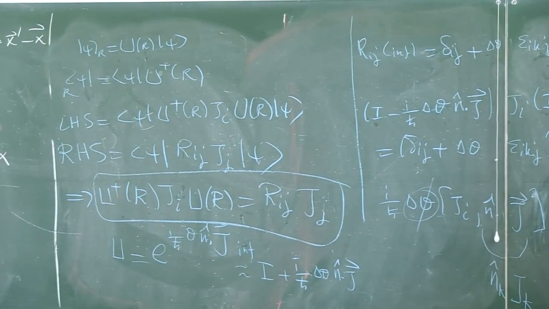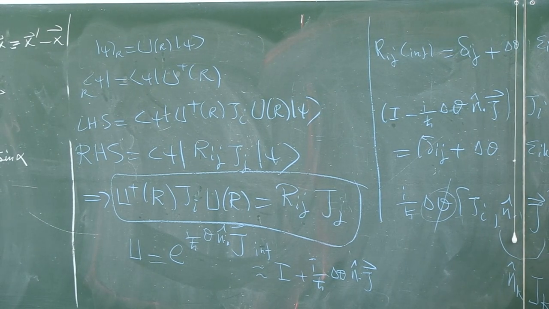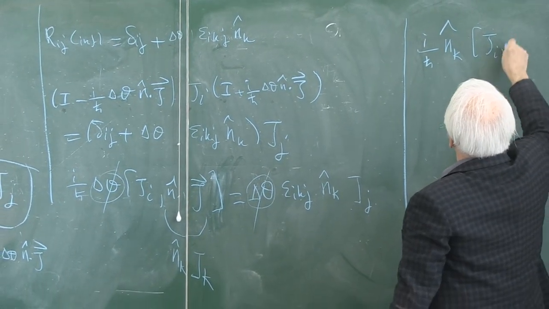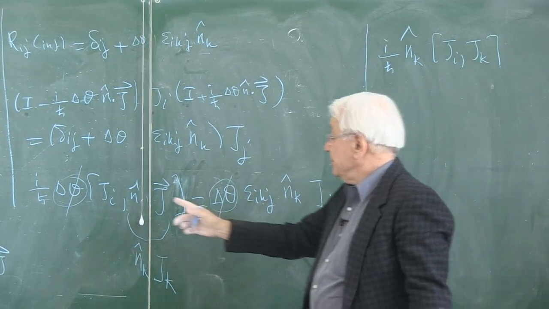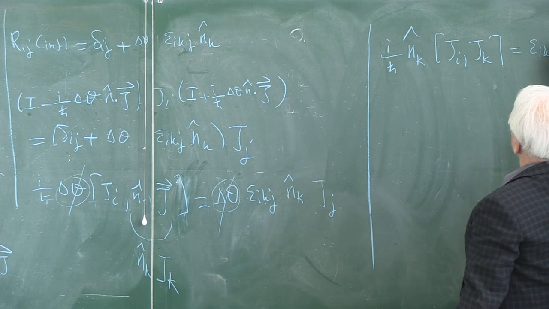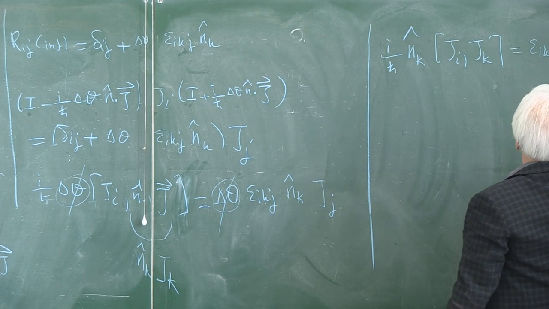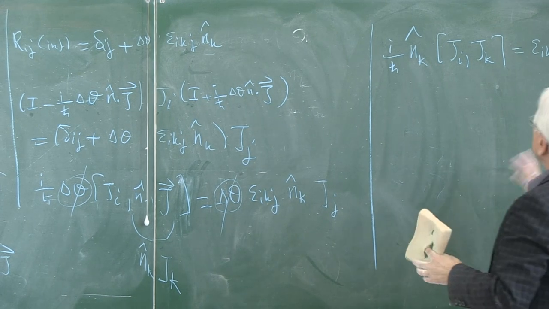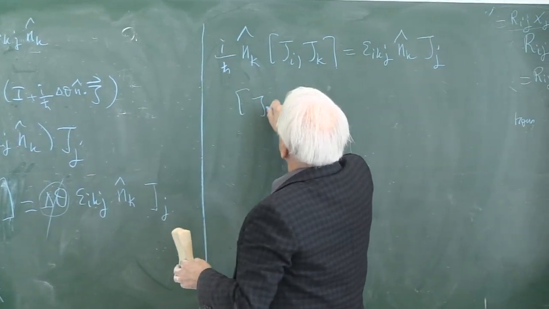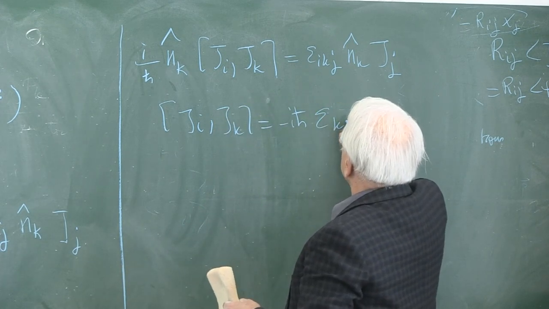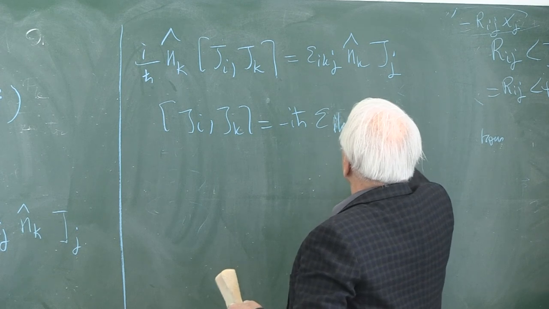On the left-hand side, I have i over h bar and n_k, this constant unit vector defining the rotation axis, times J_I, J_K. And here I have epsilon_IKJ n_k J_J. The n_k are unit vectors, right? Linearly independent, being unit vectors. So I cancel them off. Moving this factor to the right, J_I, J_K, it goes to the right with a minus sign, epsilon_IKJ J_J.